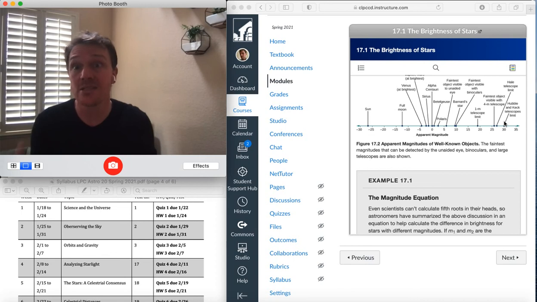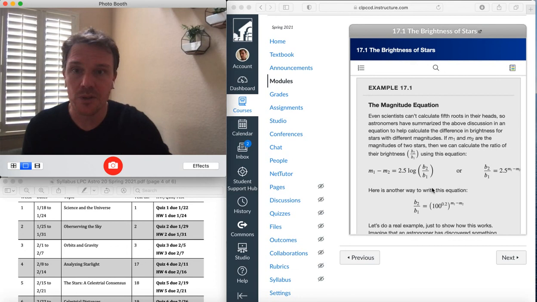Okay, it's common in science, astronomy being no exception. We use logarithmic scales for values that are spread apart over many orders of magnitude, many factors of 10. Okay, all right. So that's the equation. This is what we want to refer to.